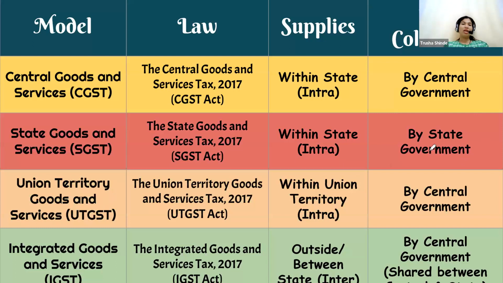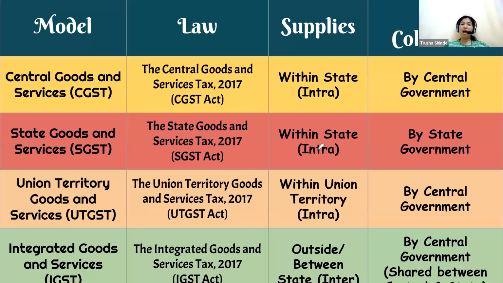And if we talk about your IGST, the Integrated Goods and Services Tax, where two states come into the picture, it's outside or between the states. Here the inter supplies are there, and the collection of tax is done by the central government, but it is shared later on between the central and the state. But the person who collects the tax is your central government only.